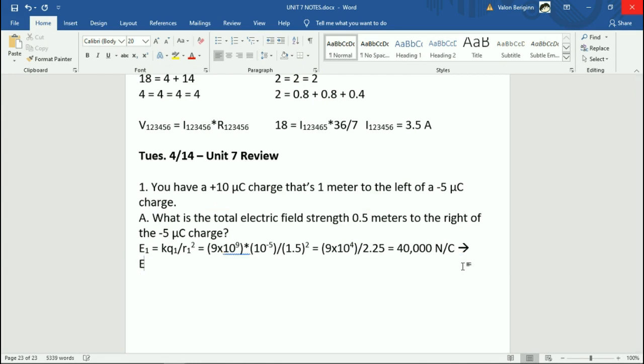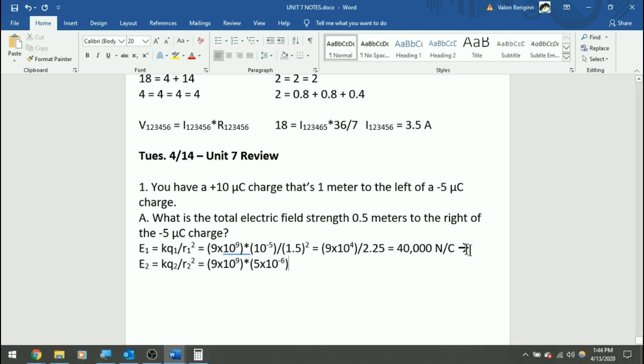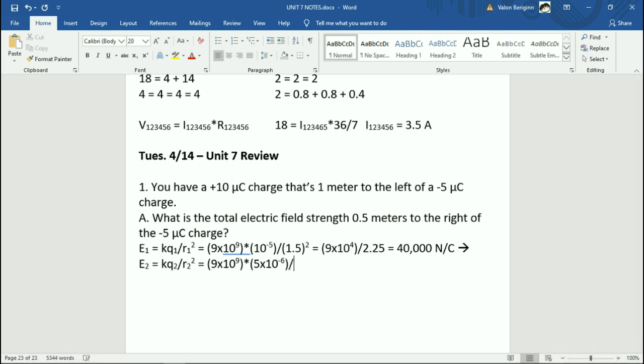Now E2 is the same as always. Our charge is now 5 times 10 to the negative 6. Now you might think, what about the negative? The negative just handles direction, so it's going to be taken care of once we figure out the direction, so don't worry about that. Now the distance here is just 0.5 meters to the right of this. So we are now 0.5 meters from that.